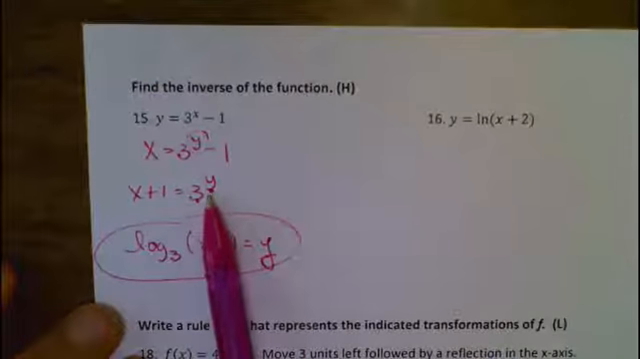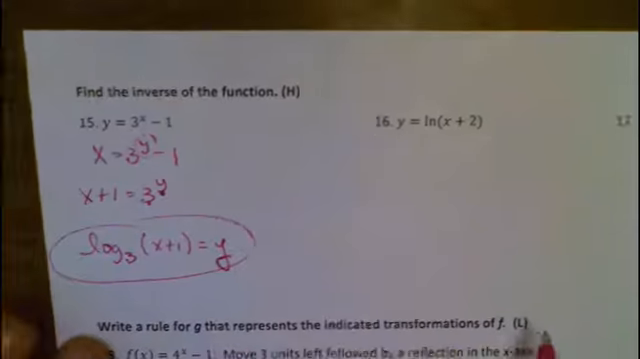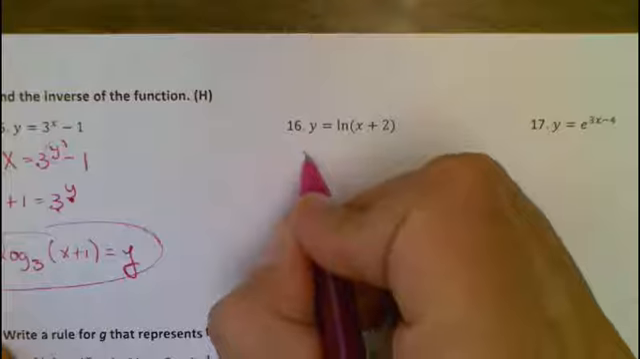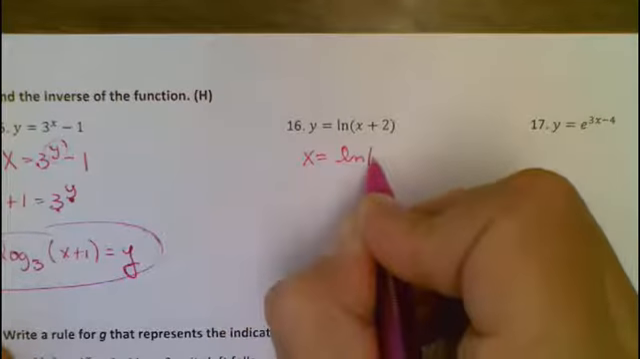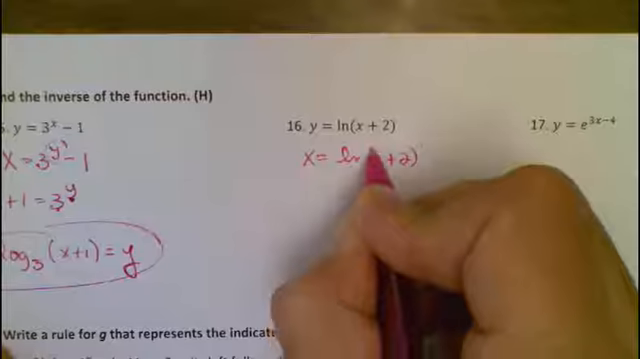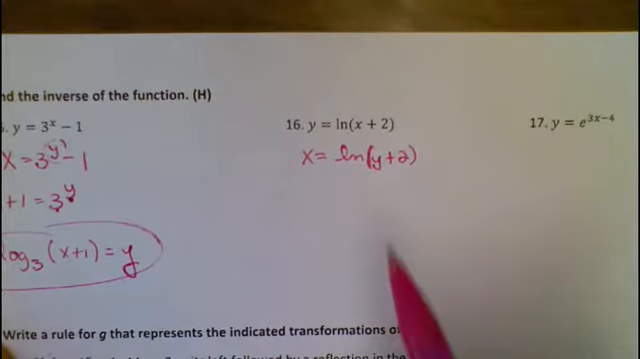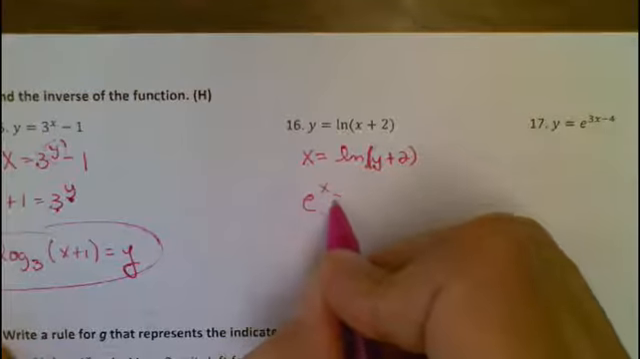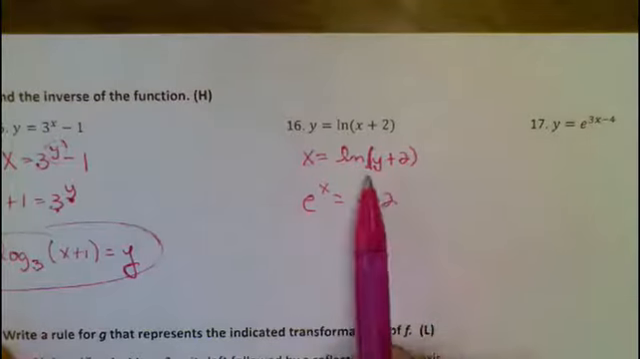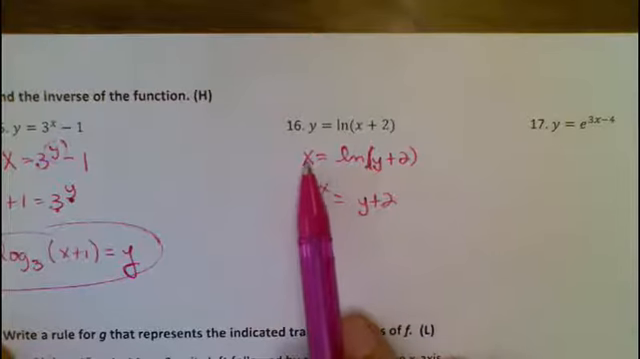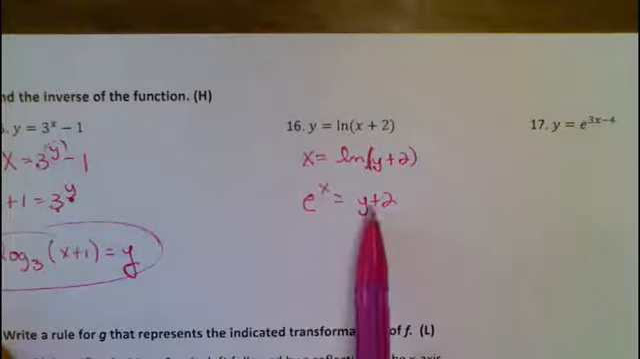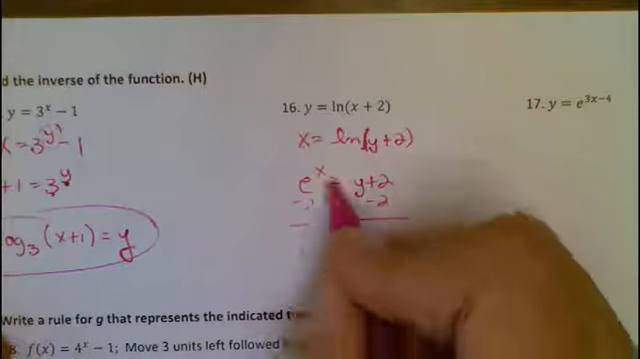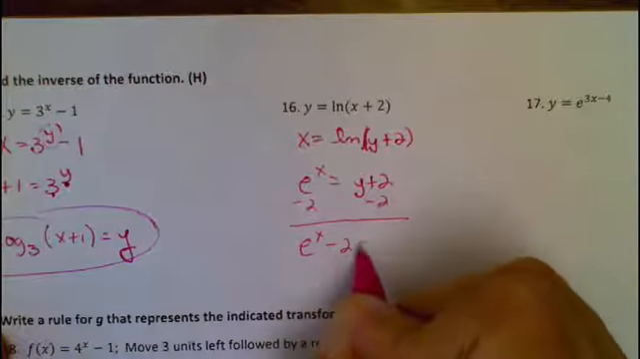So I switch the x and the y, and then I just have to solve for y. So I have to get the base by itself and then put it in log form. Do the same thing with 16. My base is e. So I first am going to switch x equals natural log of y plus 2. So I switch the x and the y. My base is e. So I'm going to say e raised to the x equals y plus 2. So I'm converting it to exponential. E raised to that power has to equal y plus 2. To solve this for y, I just subtract 2. Now I can't put them together, so I just have to leave it as e to the x minus 2.